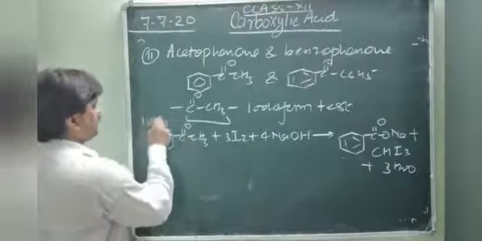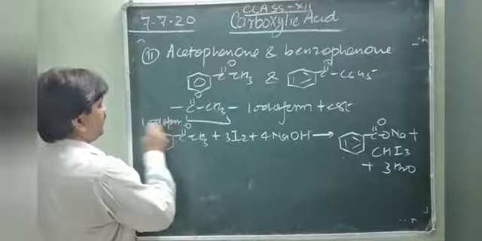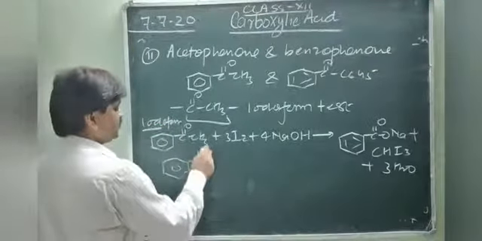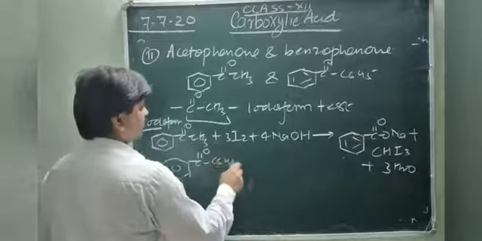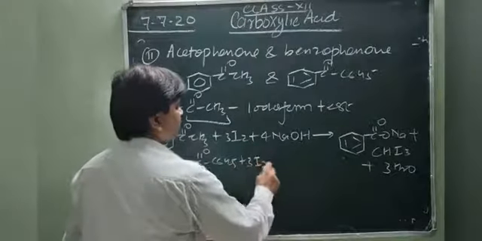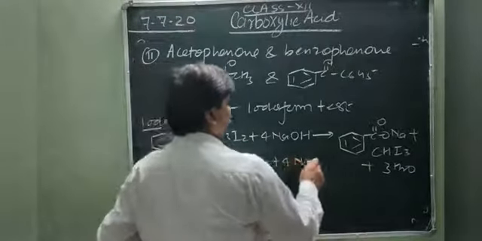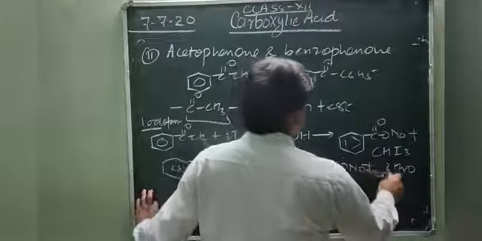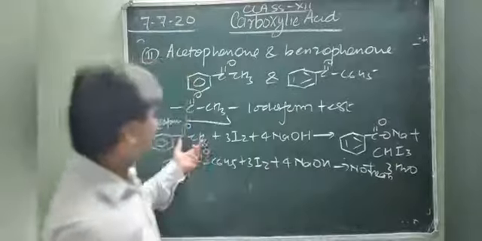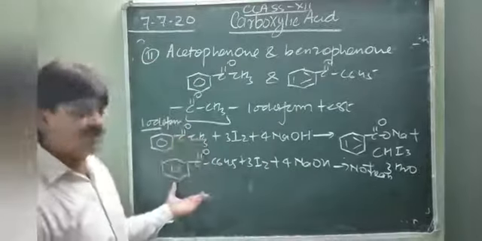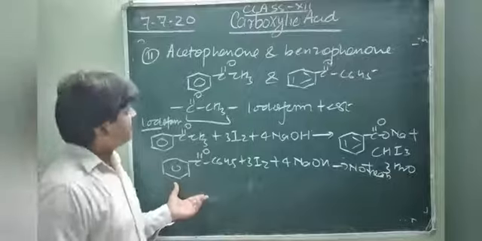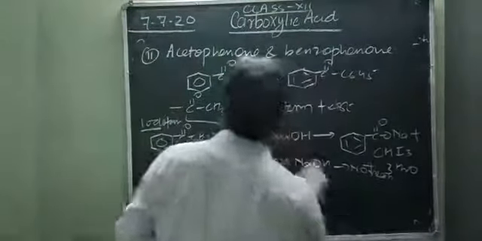So acetophenone gives the iodoform test, and benzophenone does not give this reaction. C6H5COC6H5 plus 3I2 plus 4NaOH, no reaction. So the substance that gives the iodoform test is acetophenone, and the one that does not is benzophenone. Is it clear?